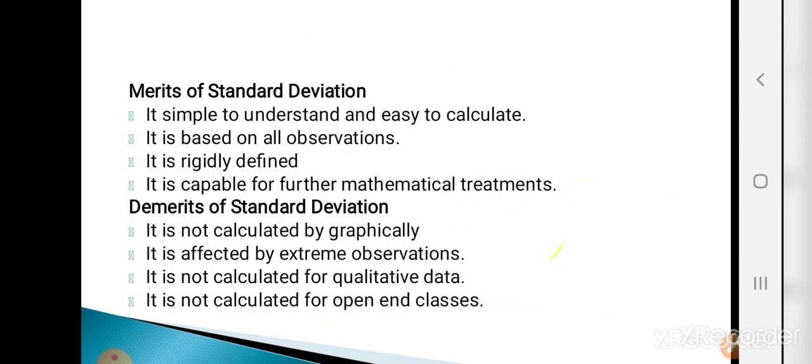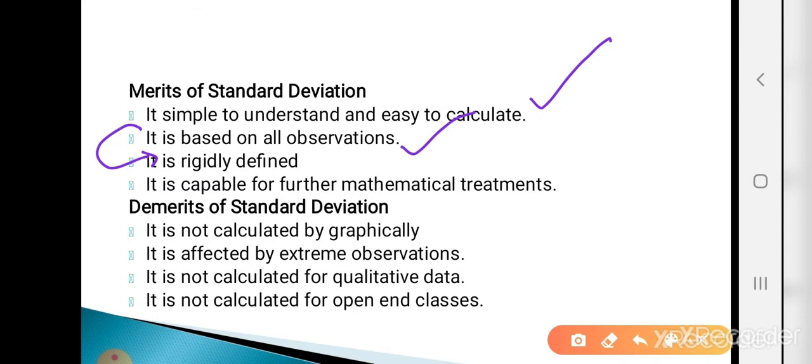Now last, the merits and demerits of standard deviation. First of all we see the merits. The first merit is it is simple to understand and easy to calculate. It is based on all observations. Yes, because we need all the observations for finding the values of variance, standard deviation and CV. If it is based on all observations, then it is rigidly defined, that is, strictly defined. And if it is rigidly defined, then it is capable of further mathematical treatment. That means it is used for further mathematical calculations.